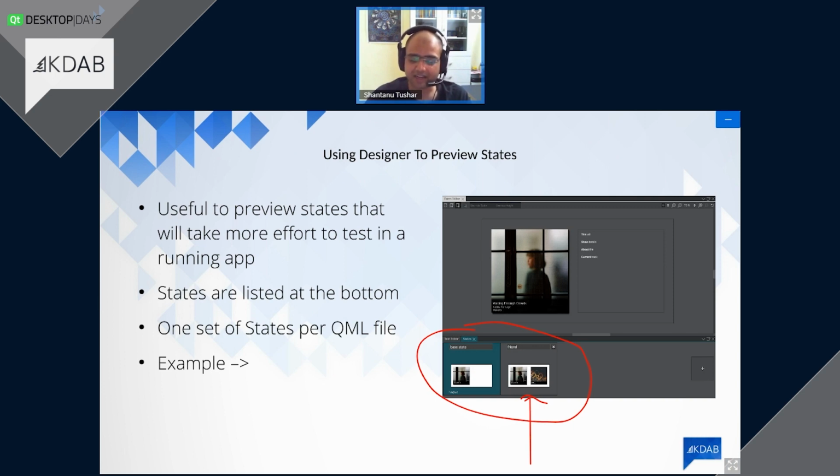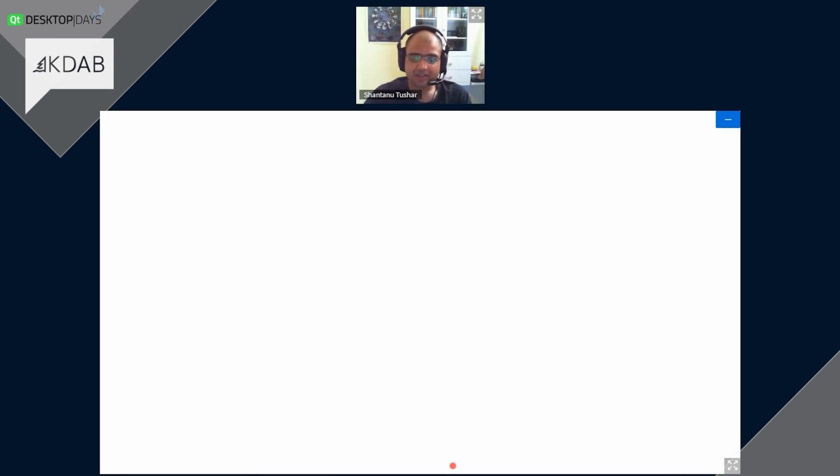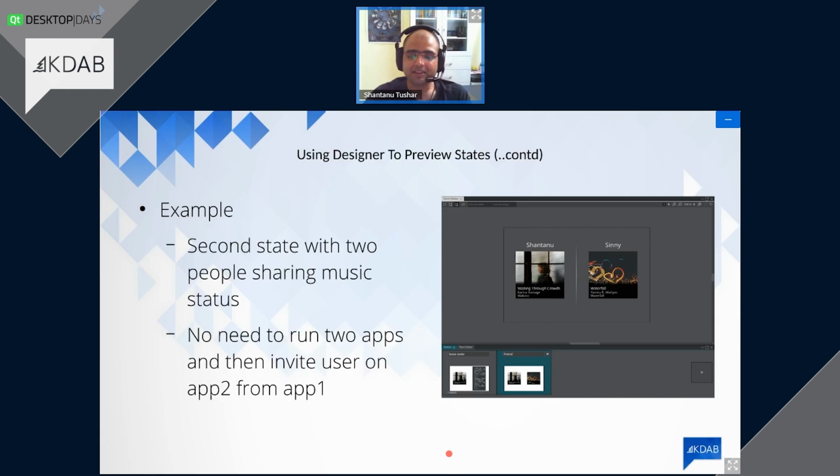So I'll show the next slide. This is not implemented in the example, but this is how it will look. Let's say this is me, and I've invited another friend to listen with me. And if you see, the second state is selected. So you can already preview how the second state looks.